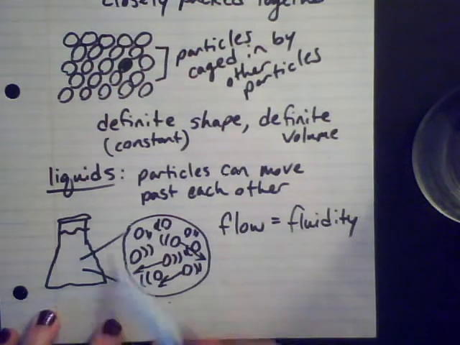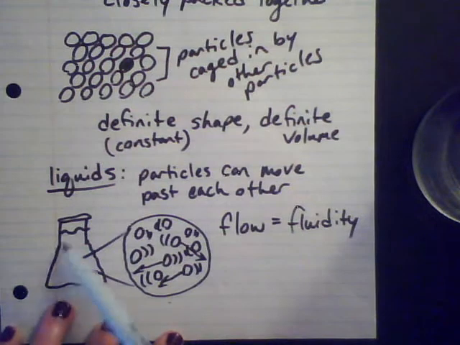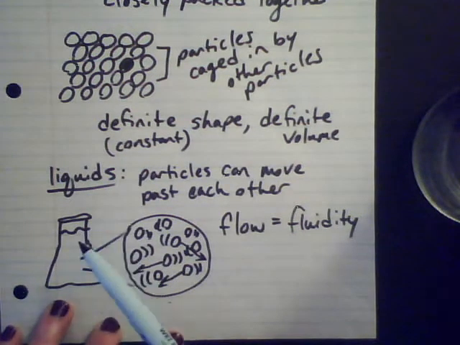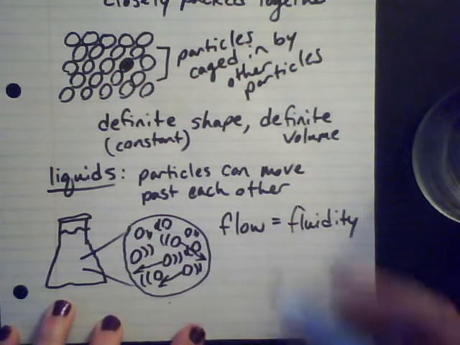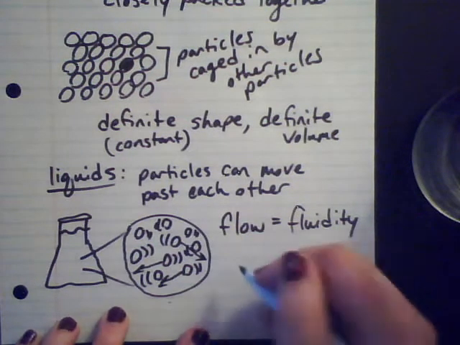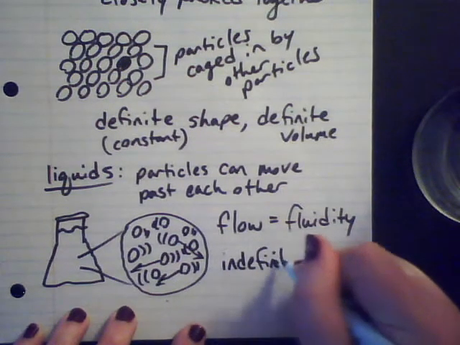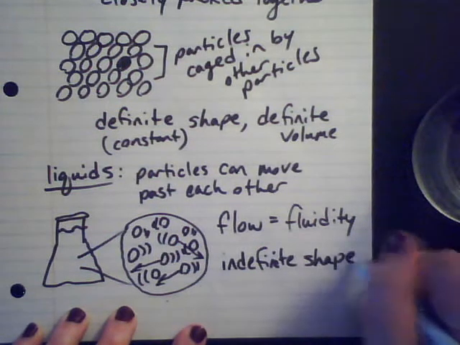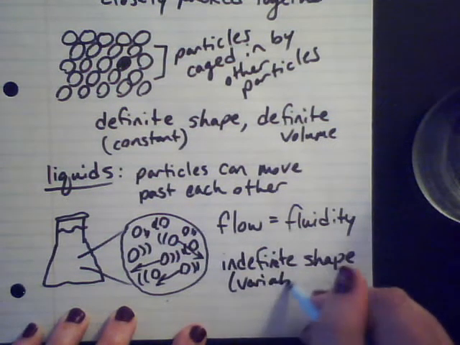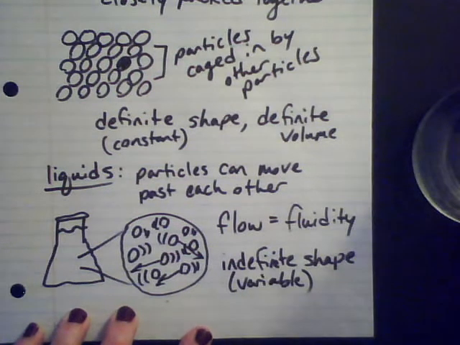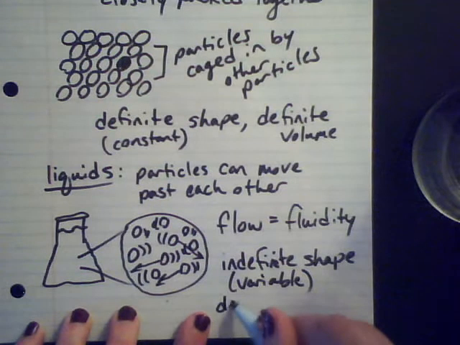Liquids can take the shape of whatever container they're in. So if I put a liquid in this flask, it's going to take the shape of the flask. If I pour the liquid onto the ground, it's going to take the shape of a puddle. So they don't necessarily have a constant shape. So we say that they have an indefinite shape, or a variable shape, and a definite volume, because it's still going to take up the same amount of space, whether it's in the shape of a flask or a shape of a puddle. It's still going to take up the same amount of room, so it still has a definite volume.